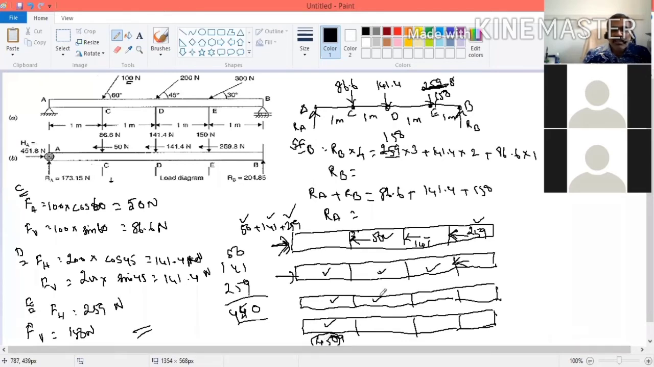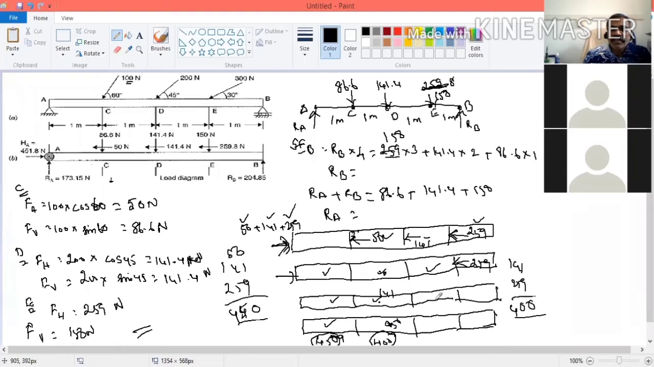At section 2, this and this. How much is this? This is 259. Here it is 141. Here it is 50. So now at section 2, 141 plus 259. Here 400 newtons is acting.